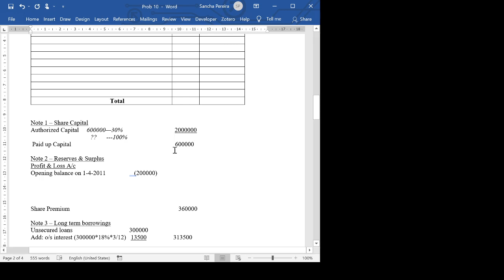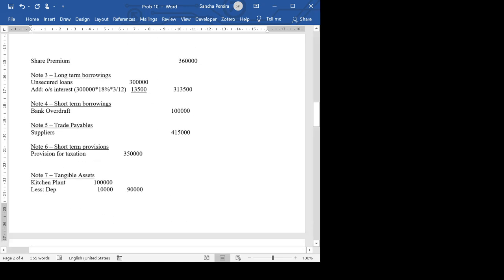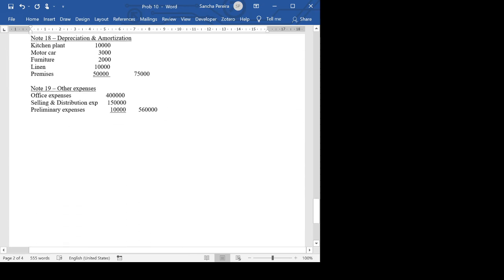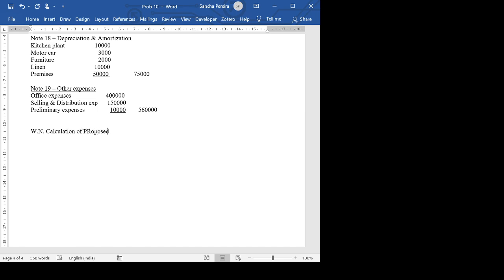Now, if you look here, we don't know how many equity shares there are. We know the paid up capital. The paid up capital is 6 lakhs. So what I'm going to do is a small calculation right below here. The answer will be the calculation of proposed or final dividend.